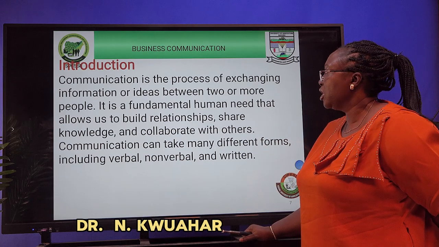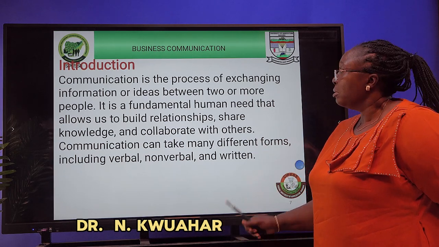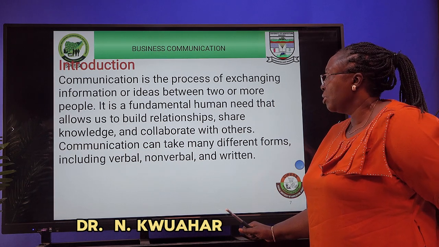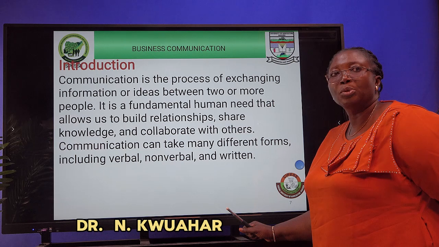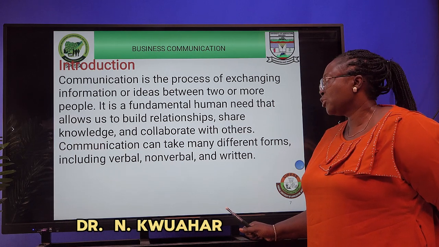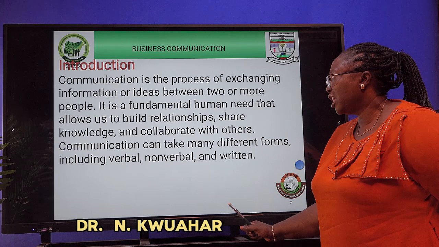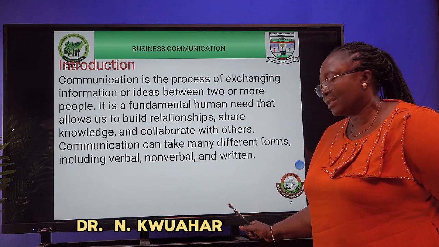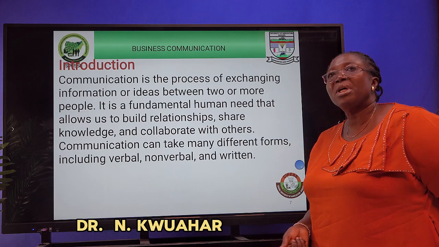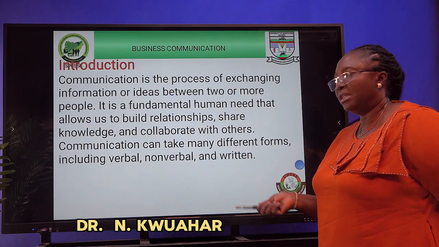Introducing what business communication is. Communication actually is a process of exchanging information or ideas between two or more people. It is a fundamental human need that allows us to build relationships, share knowledge, and collaborate with others. Communication can take many different forms, including verbal, non-verbal, and written.